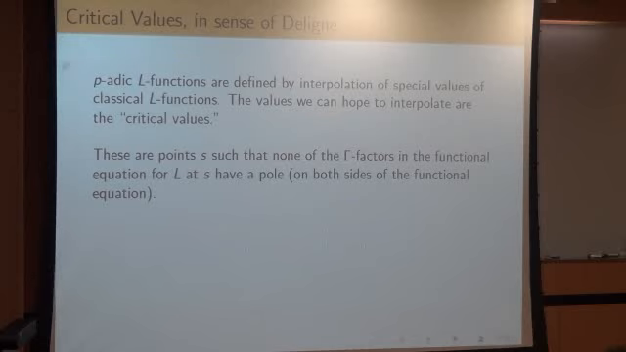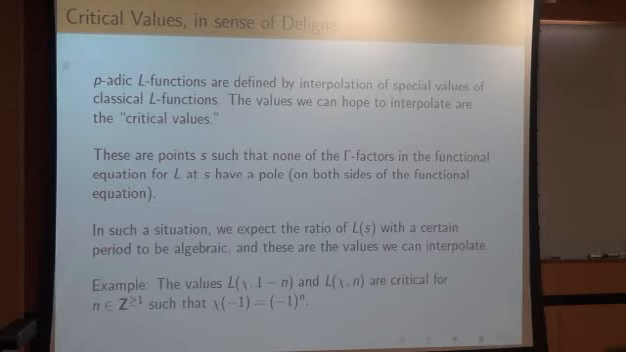Typically when you have such a value, then if you divide out by the appropriate period, the value of the L function is expected to be algebraic. Those are the values that you interpolate to make a p-adic L function. As an example that we've seen in virtually all of the talks of this conference, the Kubota-Leopoldt p-adic L function is made by interpolating the critical values of Dirichlet L functions. So when are these values critical?